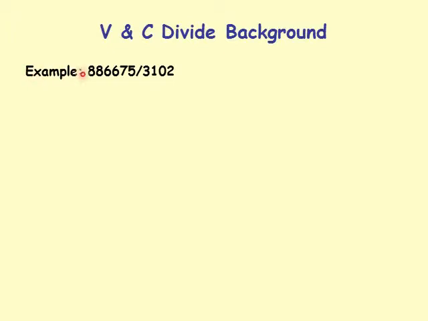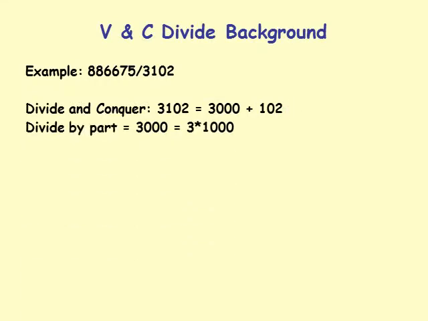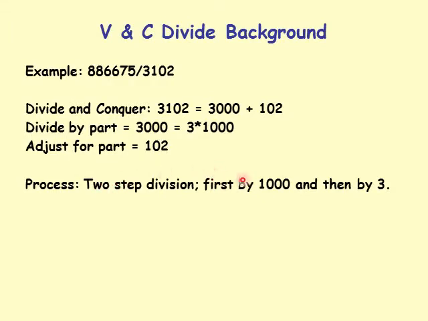So if we had the example of dividing 886675 by 3102, what do we do? First, 3102 is equal to 3000 plus 102. The divide by part is 3000, which is equal to 3 times 1000. The adjust for part is 102. So in the two-step division, first we divide by 1000 and then by 3. And the flag digits are 102.